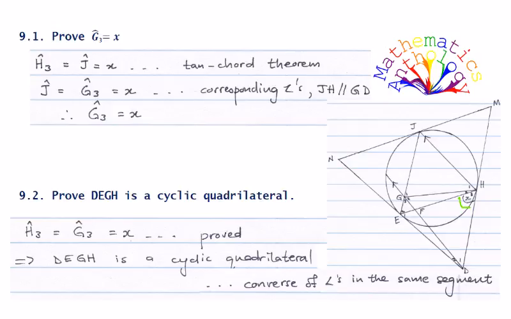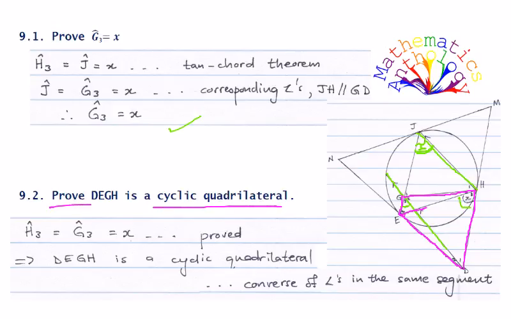9.1, prove that angle G3 is equal to X. Okay, so we start with angle H3 because that's given to us as X. So we'll say that angle H3 is equal to angle J is equal to X, and that's because of the tan-chord theorem. I explained that earlier. Then we can say angle J is equal to angle G3 is equal to X. That would be corresponding angles because JH is parallel to GD. So angle J will equal angle G3 equals X, which means that G3 is equal to X.